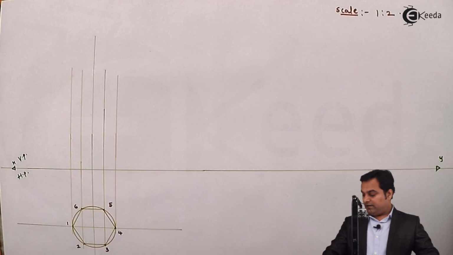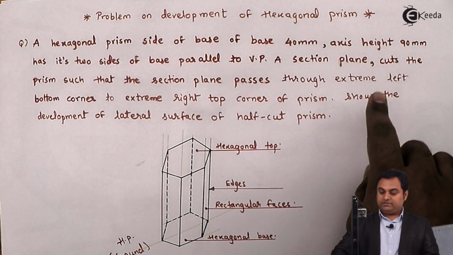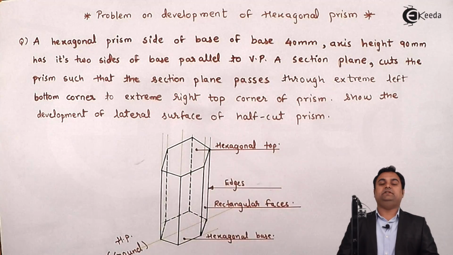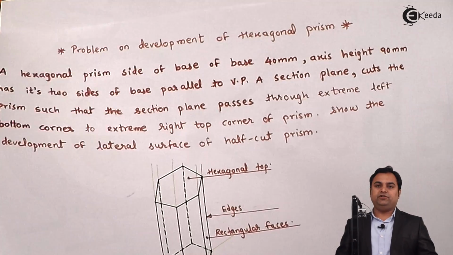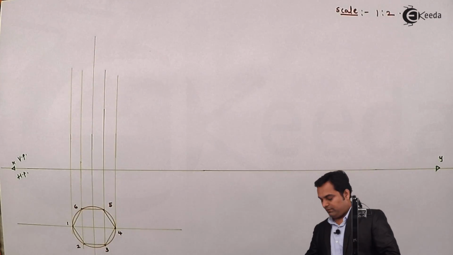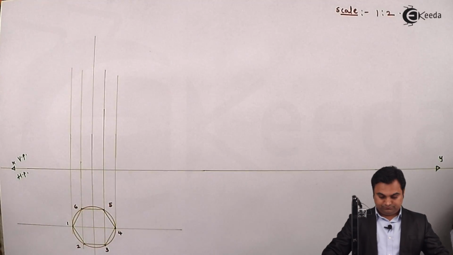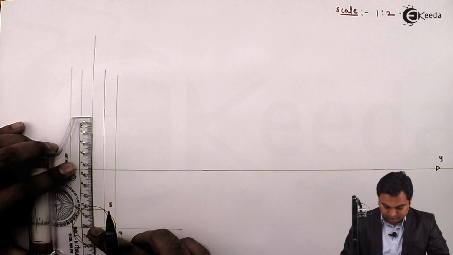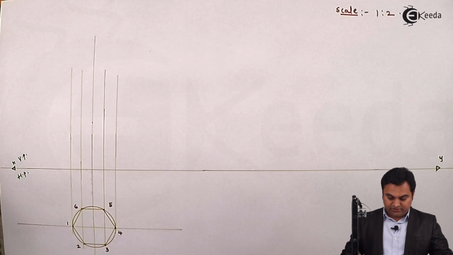now the height of the hexagonal prism is given. Its axis height is 90 mm. So the height of the hexagonal prism is 90, but as I am taking half scale here, the height will be half of 90, that is 45 mm. Measuring 45.